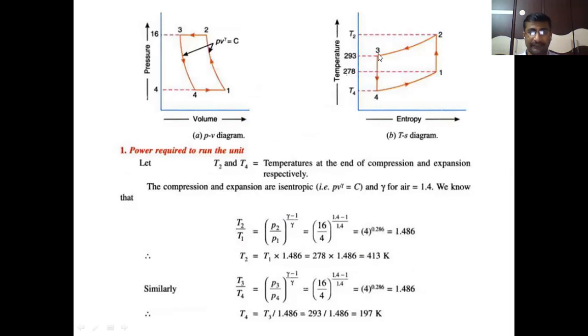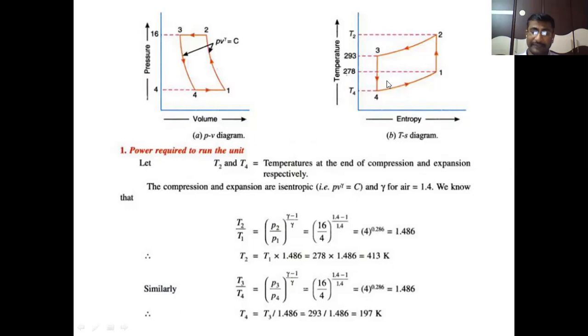Similarly, applying the adiabatic rule across the turbine between processes 3 and 4, T3 by T4 equals (P3 by P4) whole power (gamma minus 1) by gamma. Similarly, we will get 1.486 again. From this, T4 is equal to T3 divided by 1.486. T3 is given as 293, so we get 190 Kelvin. T4 is 190 Kelvin. But this is the ideal cycle.